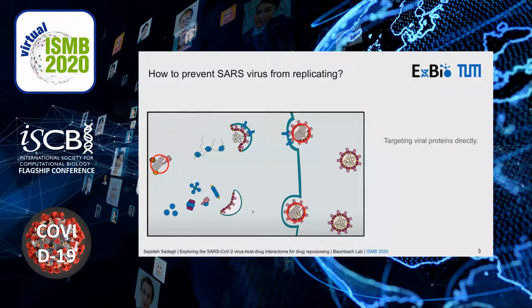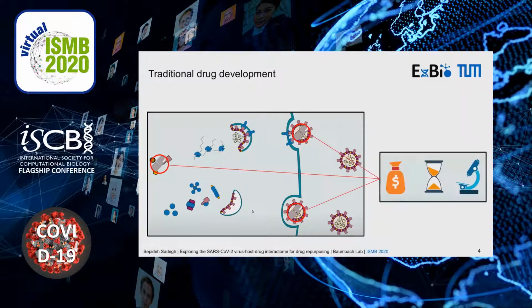To stop the virus from spreading, drugs need to inhibit the replication of the virus. The common approach is to target viral proteins directly and restrict the assembly of the new viruses. These drugs have to be developed from scratch for each virus. This is associated with huge costs and time-consuming research and approval processes.